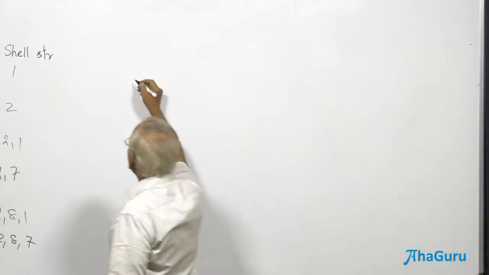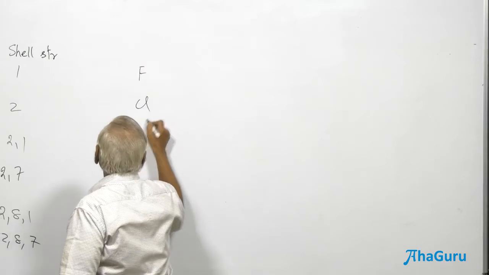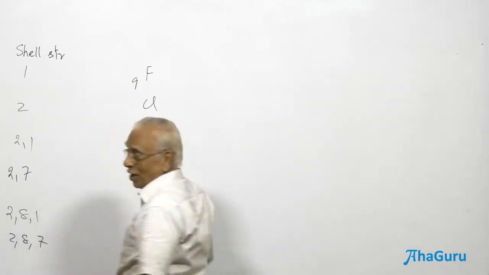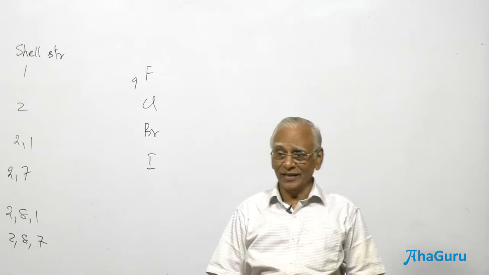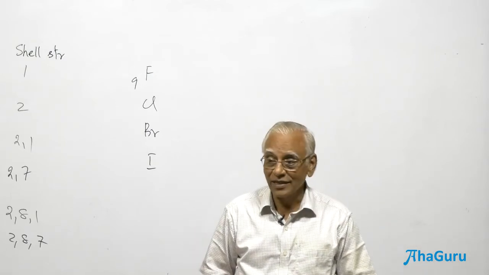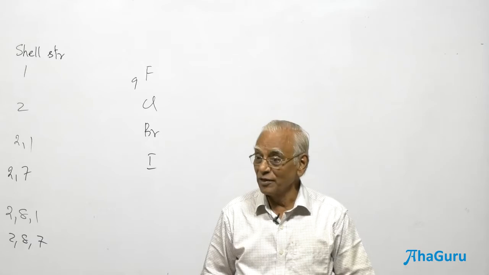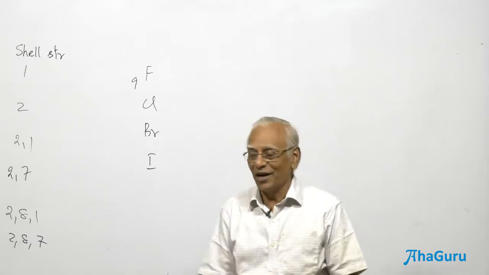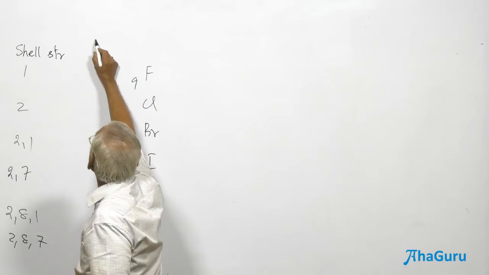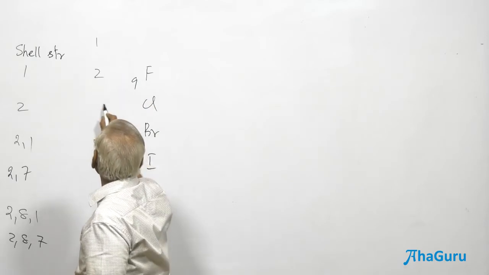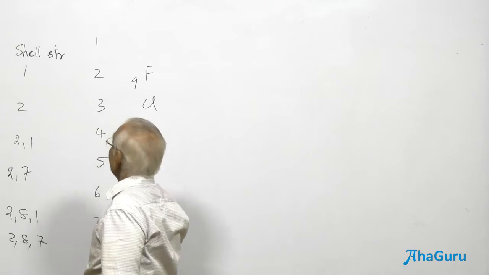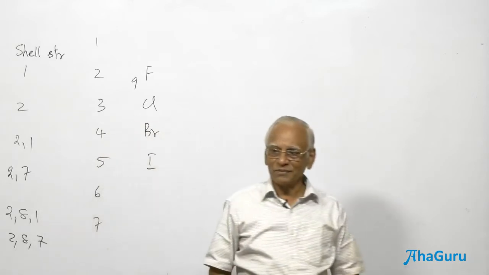Fluorine, bromine and iodine. Atomic number of, first of all, how do I guess the atomic number? That is also important. Unless you know the atomic number, is it possible for me to write the structure? No. How do I write? For that, the first period, second period, third period, fourth period, sixth period, I come to the structure of the periodic table.